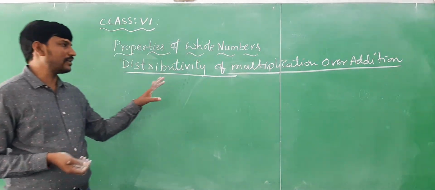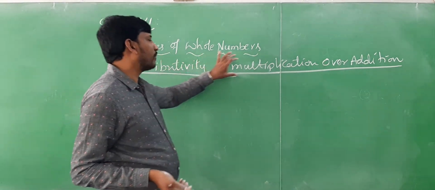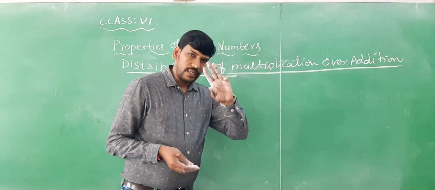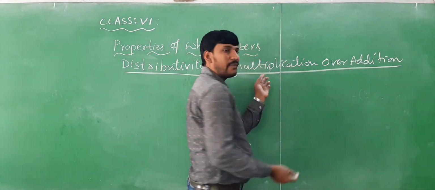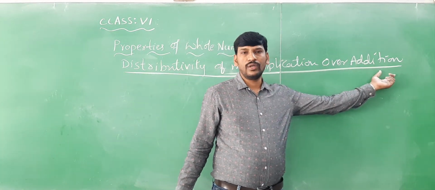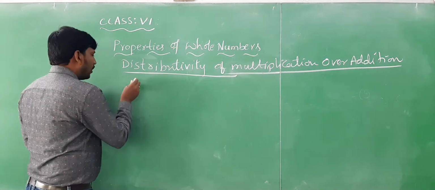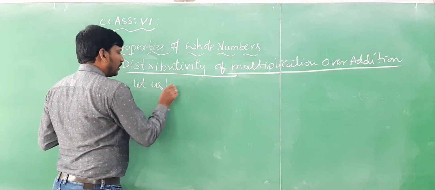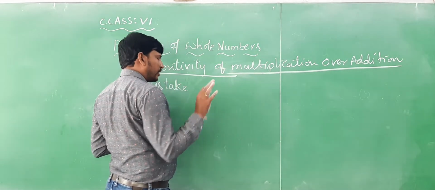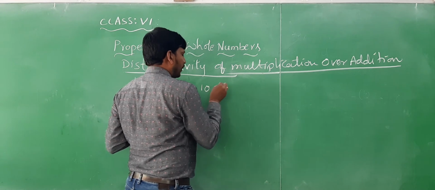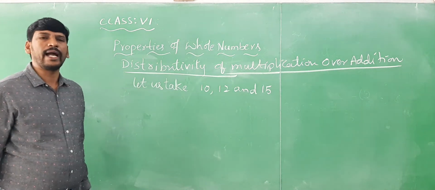So now coming to mathematics also, how to understand the distributivity of multiplication over addition. Take three numbers. Here in this property we are going to do both the operations at a time, multiplication as well as addition also. In one problem only we will apply both the operations. Now let us take simple numbers. Let us take three numbers. Your wish, you can take any three numbers. Right. 10, 12 and 15.